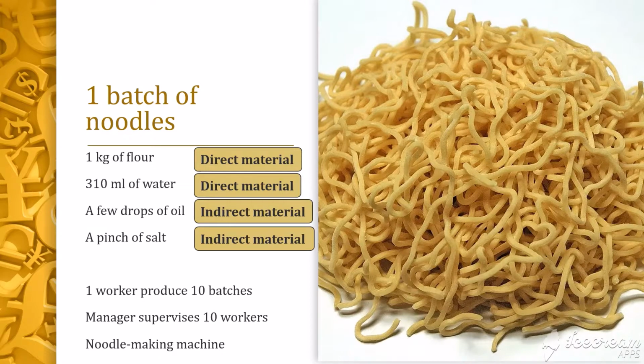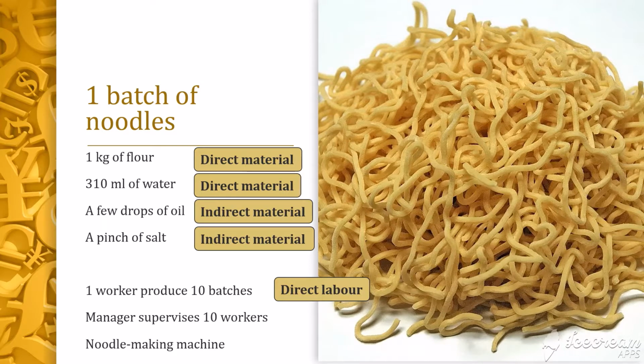Next, we noted that one worker will produce 10 batches of noodles each day. The worker's salary is a direct cost, since we can trace his salary to the 10 batches of noodles he produced every day. Specifically, this is a direct labor cost. Labor cost simply means the worker's salary or wages.